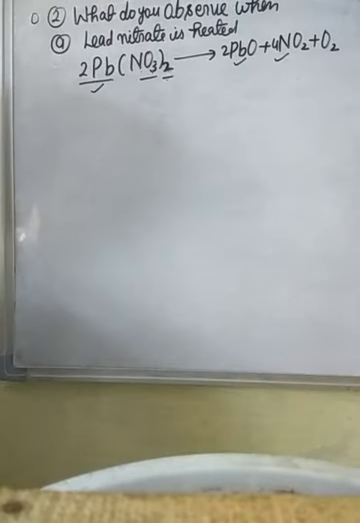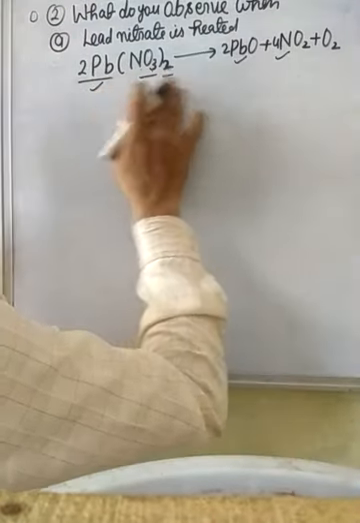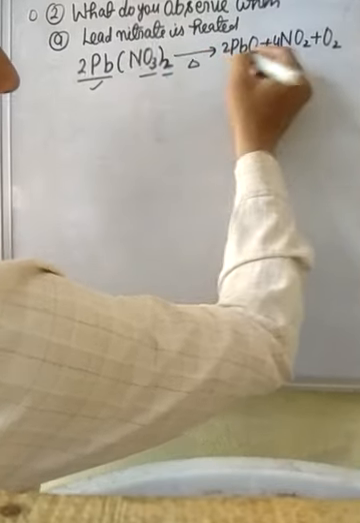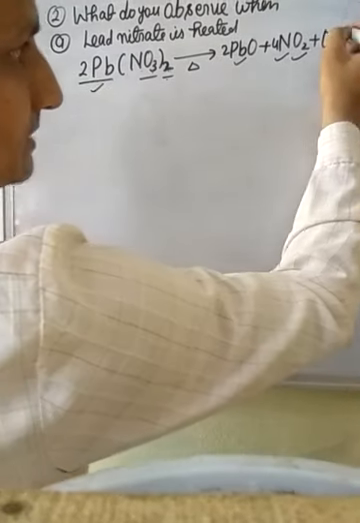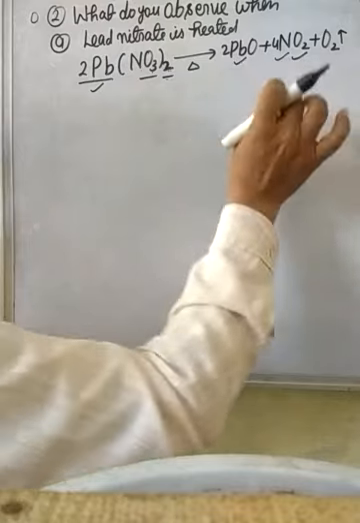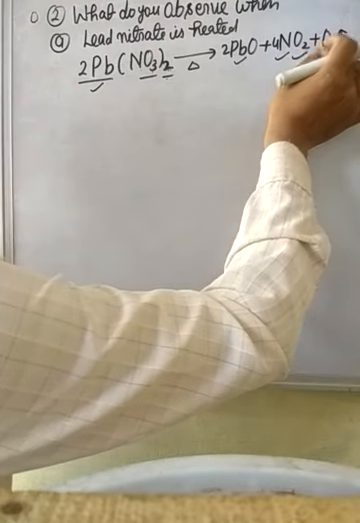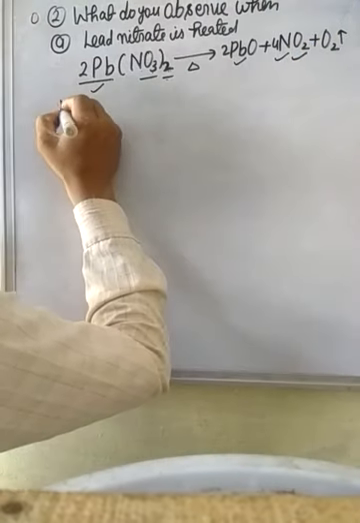So what did we observe? We observed that when lead nitrate is heated, lead oxide is formed, nitrogen dioxide, a reddish brown gas, is produced, and colorless oxygen gas is produced. Okay, students, you can write the answer. We get reddish brown nitrogen dioxide gas.